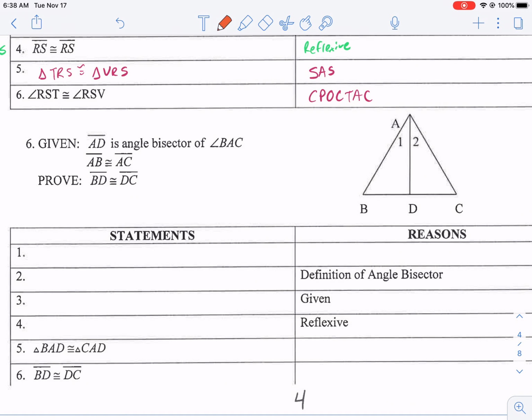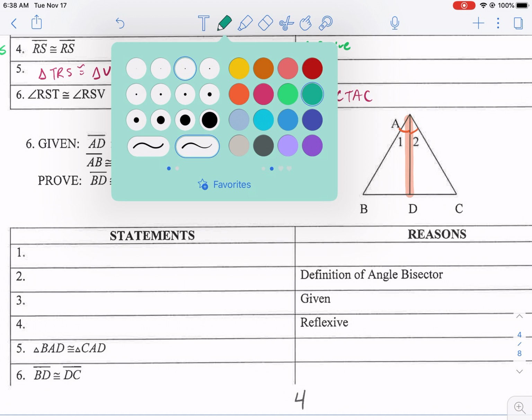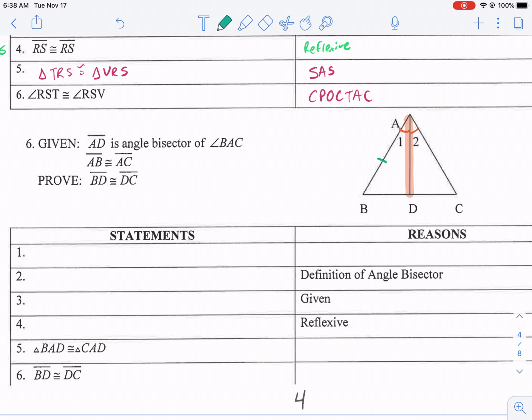Last one. AD is an angle bisector of BAC. So AD, that's this guy. Angle bisector, yuck. Terrible line. Angle bisector. So that means we can go ahead and write angle 1 is congruent to angle 2. That's good. But that's something we're going to have to prove. That's not a given. AB congruent to AC. This is what I normally like to do, is just draw as I talk it out, okay?